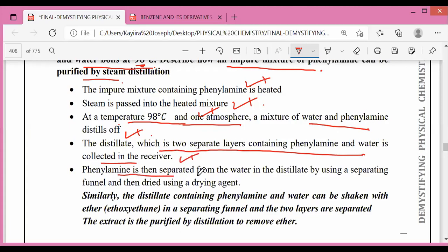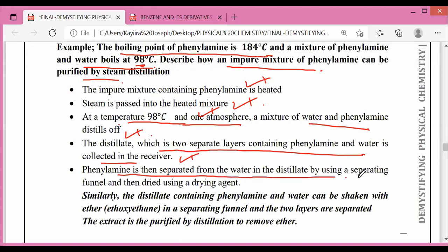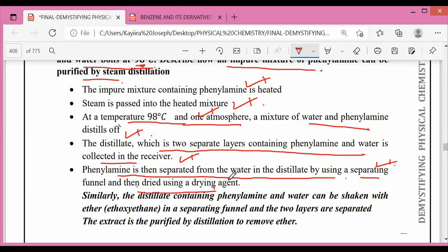Then the phenylamine is separated from the water in the distillate by using a separating funnel, and then it is dried using any suitable drying agent. Are we together? Yes, teacher, we are. That's the simple procedure that you want to describe.